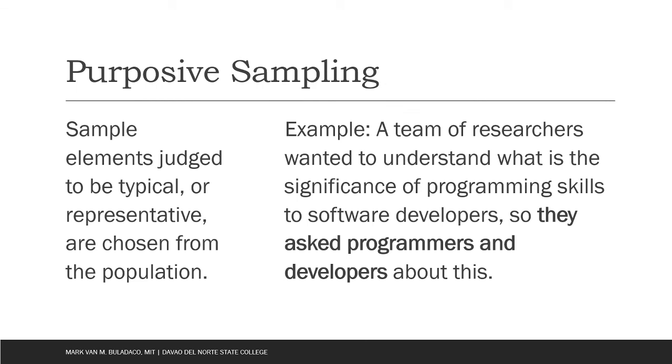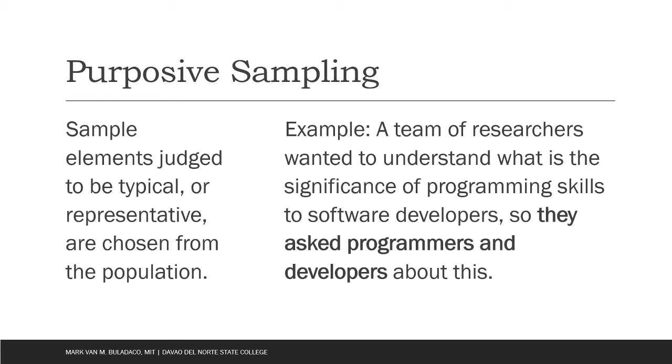Next type is purposive sampling. So sample elements judged to be typical or representative are chosen from the population. Example, a team of researchers wanted to understand the significance of programming skills to software developers. So the characteristic requirement of their respondents is that they are software developers. So they basically ask programmers and developers about this. So this is purposive sampling.